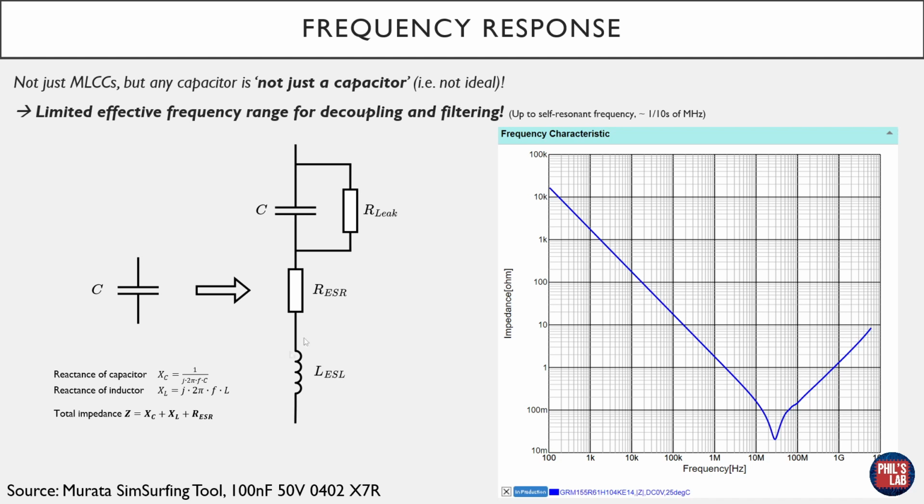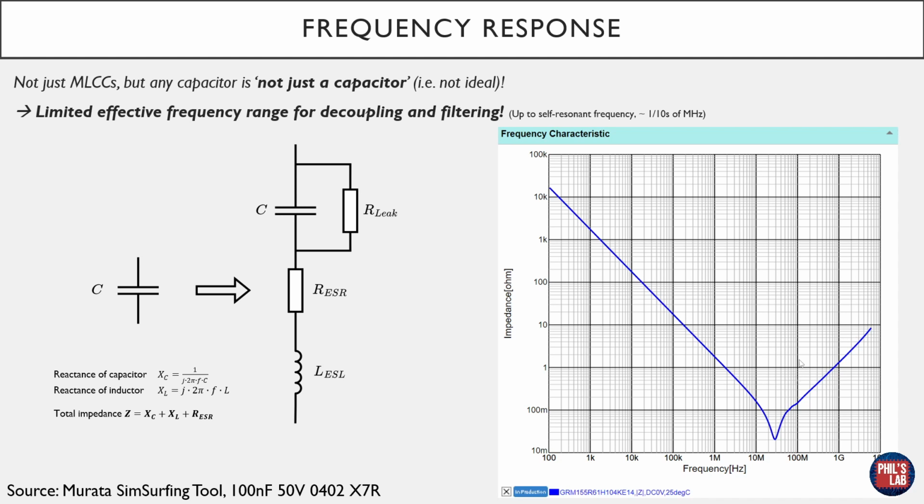The problem is that due to this equivalent series inductance, from a certain frequency, this equivalent series inductance will dominate. And this happens after this V point to the right at the bottom, and this is known as the self-resonant frequency. Above that self-resonant frequency, our real-world capacitor doesn't actually behave as a capacitor anymore. It behaves like an inductor. And therefore, for filtering or bypassing and decoupling, it's pretty useless from this self-resonant frequency onwards.